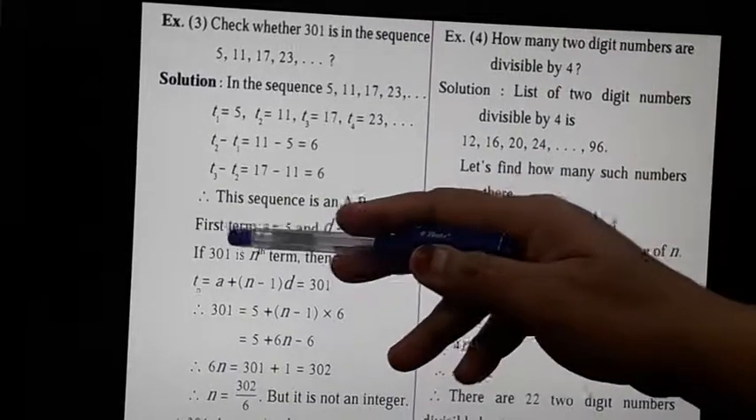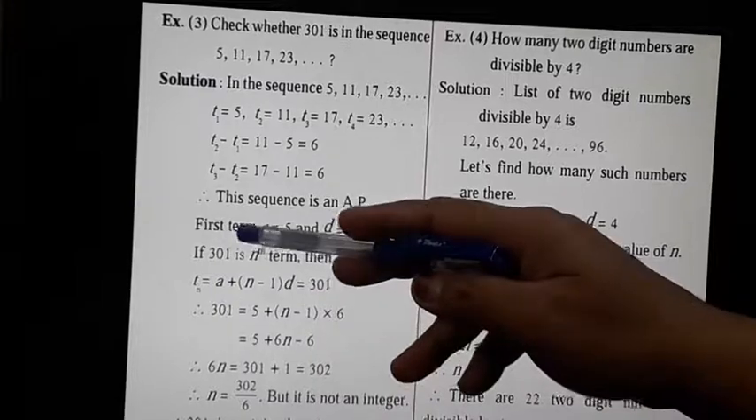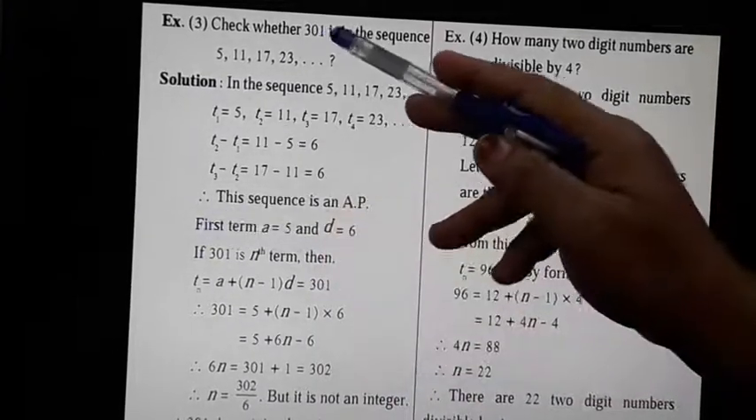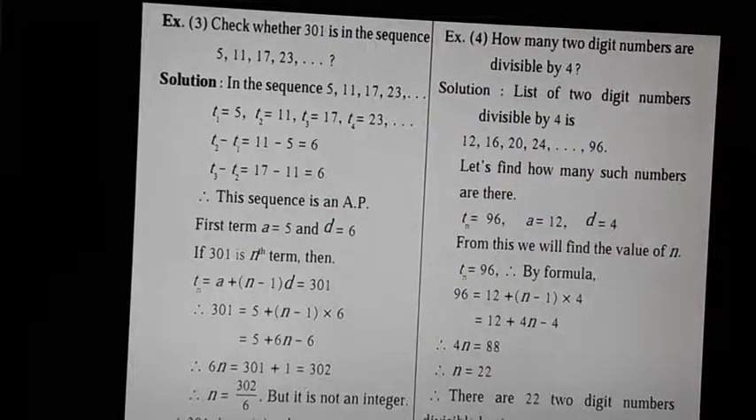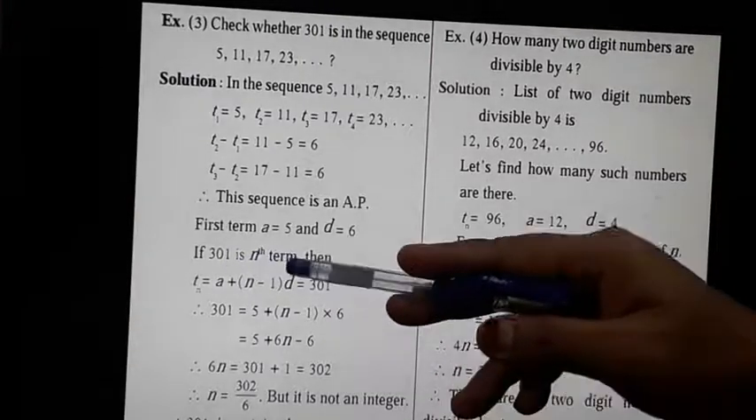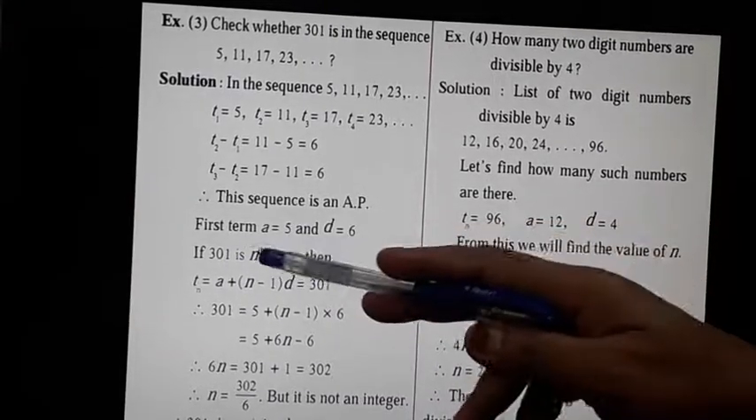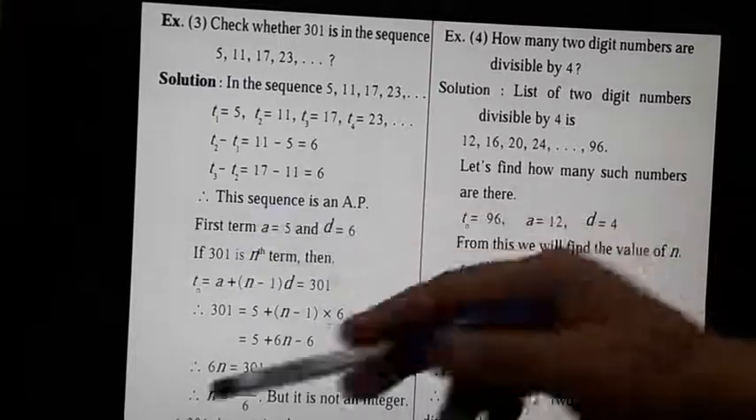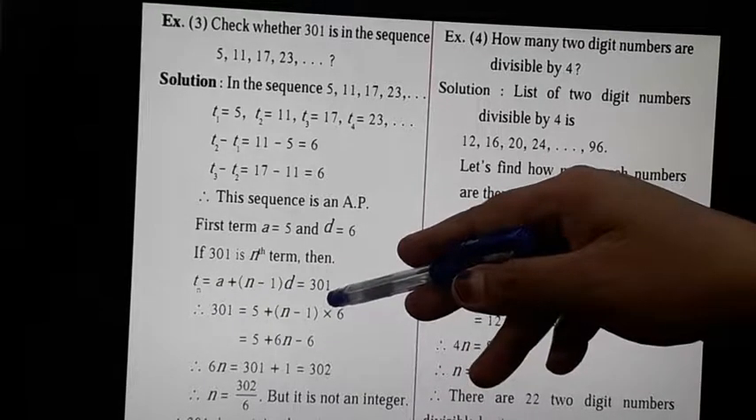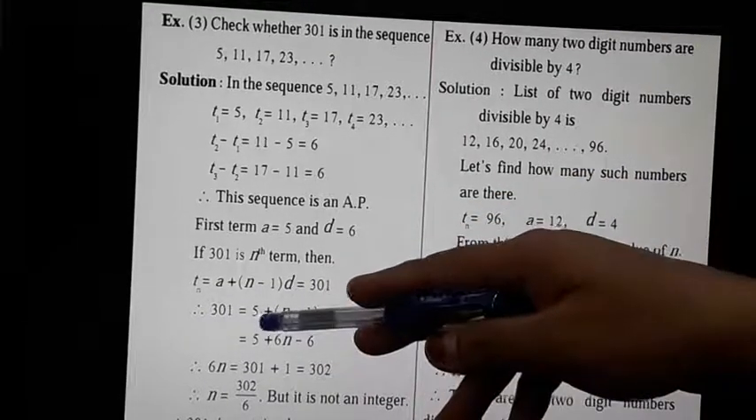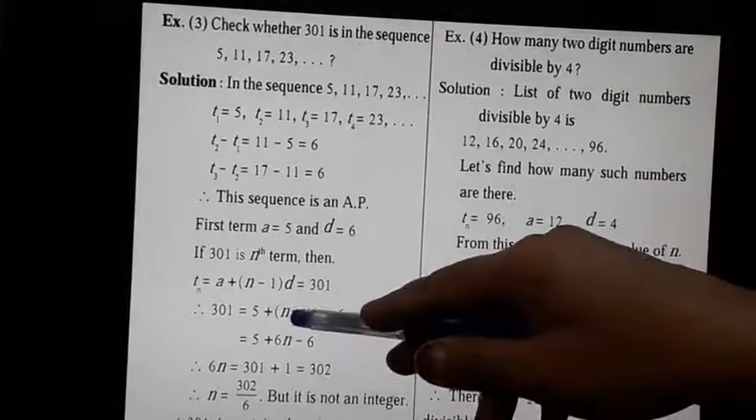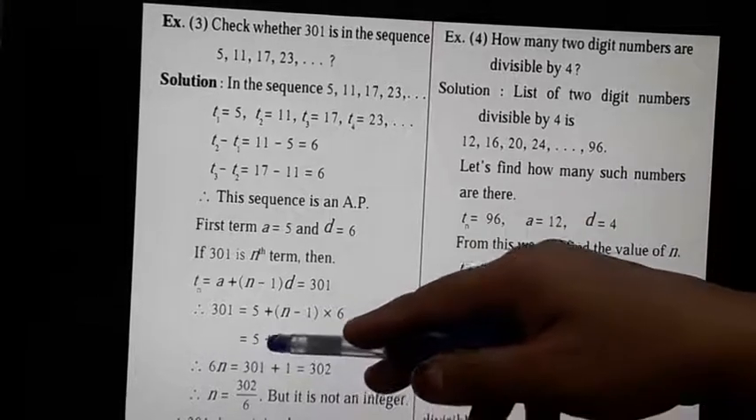So now you have to make use of the T of N formula. For that A is 5 and D is 6. Now whether 301 is in the sequence or not, that you have to sort out. So if 301 is the nth term, then T of N here is given as 301. So you have to make use of the formula T of N is equal to A plus N minus 1 into D. So therefore 301 is equal to 5 plus N minus 1 into 6. So this 6 will be multiplied by N minus 1. So 301 is equal to 5 plus 6N minus 6.